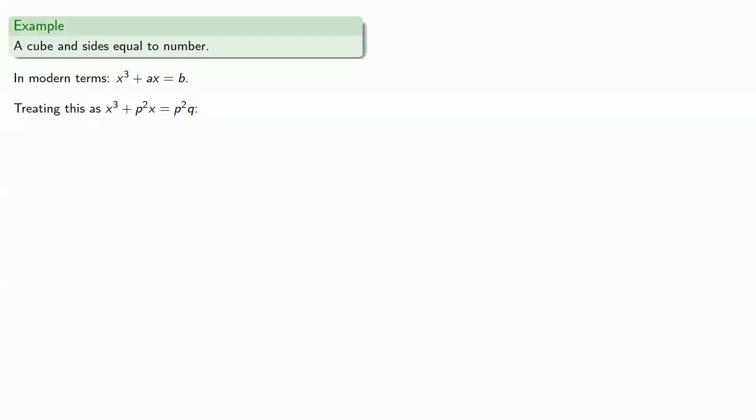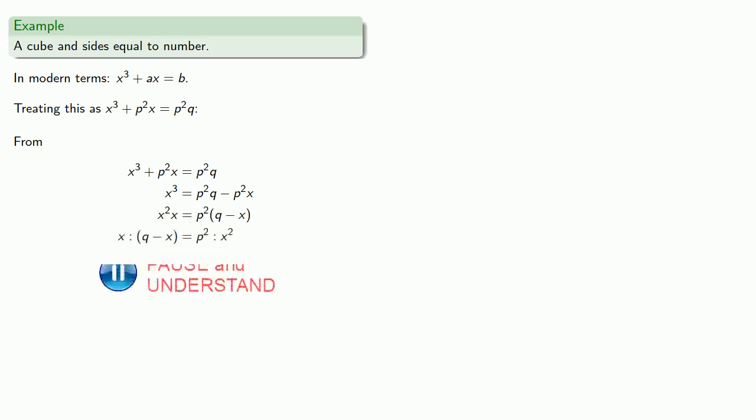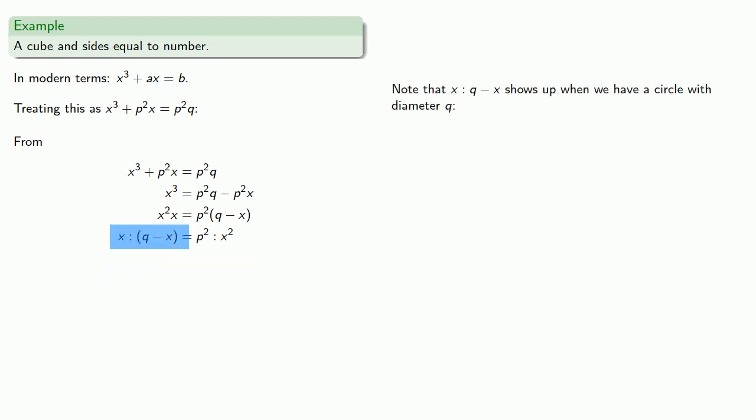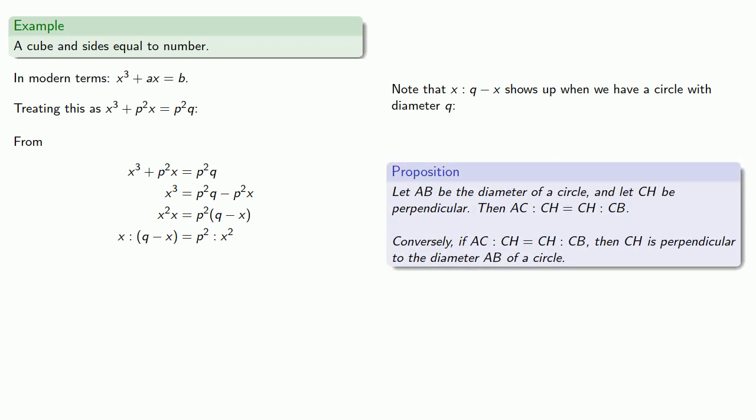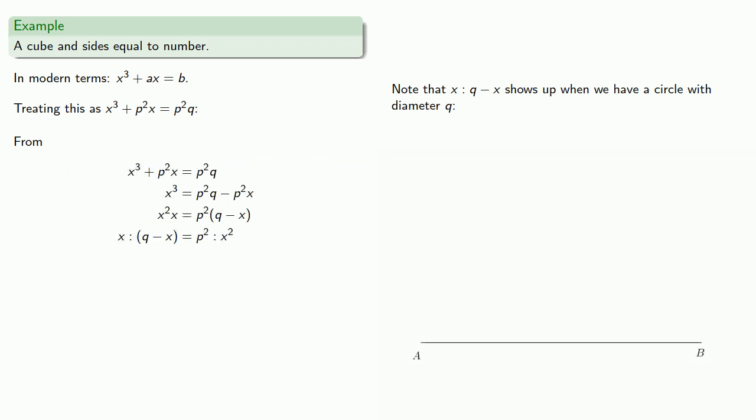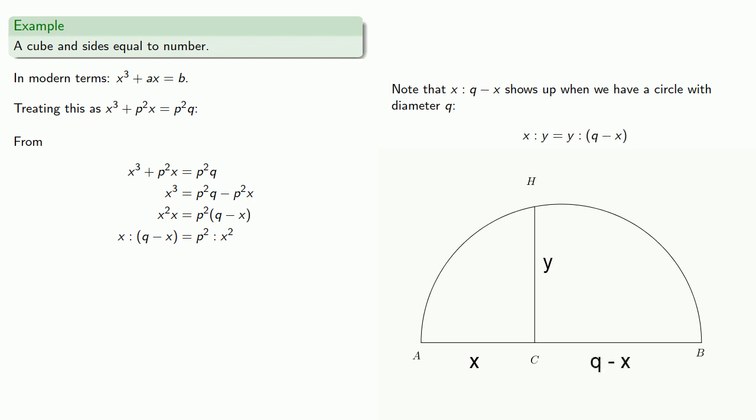So let's consider our equation. And one way we might approach this is that if we move this p squared to the other side, then all of our terms on the right will have a factor of p squared, which is convenient. And I can break apart the factors and rewrite this as a proportionality. And what's interesting is this ratio x to q minus x shows up when we have a circle of diameter q. And so if I have a circle with diameter q and I cut off the diameter with a perpendicular segment, then x is to y as y is to the remaining part of the diameter.